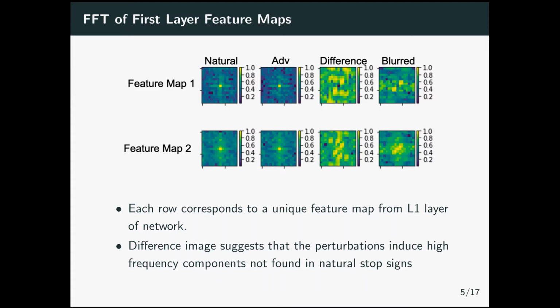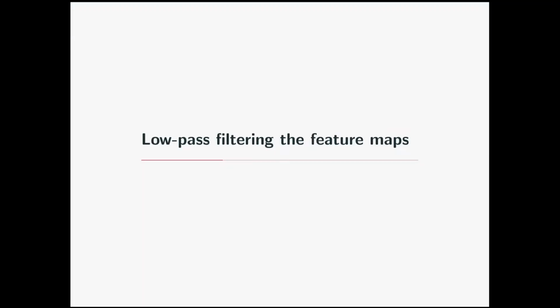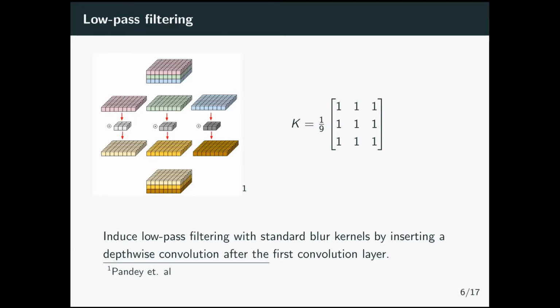This suggests that applying low pass filtering at the feature maps might be more effective than applying it on the input. This is the finding that motivates our defense of filtering feature maps rather than performing transformations on the input. We do this through depthwise convolution. In this figure, the red, green, and blue are separate input channels, and the gray are supposed to represent kernels. For now, we hard code these kernels to standard blur kernel values, which are shown on the right. We also experiment with varying the filter width to see the impact on accuracy.